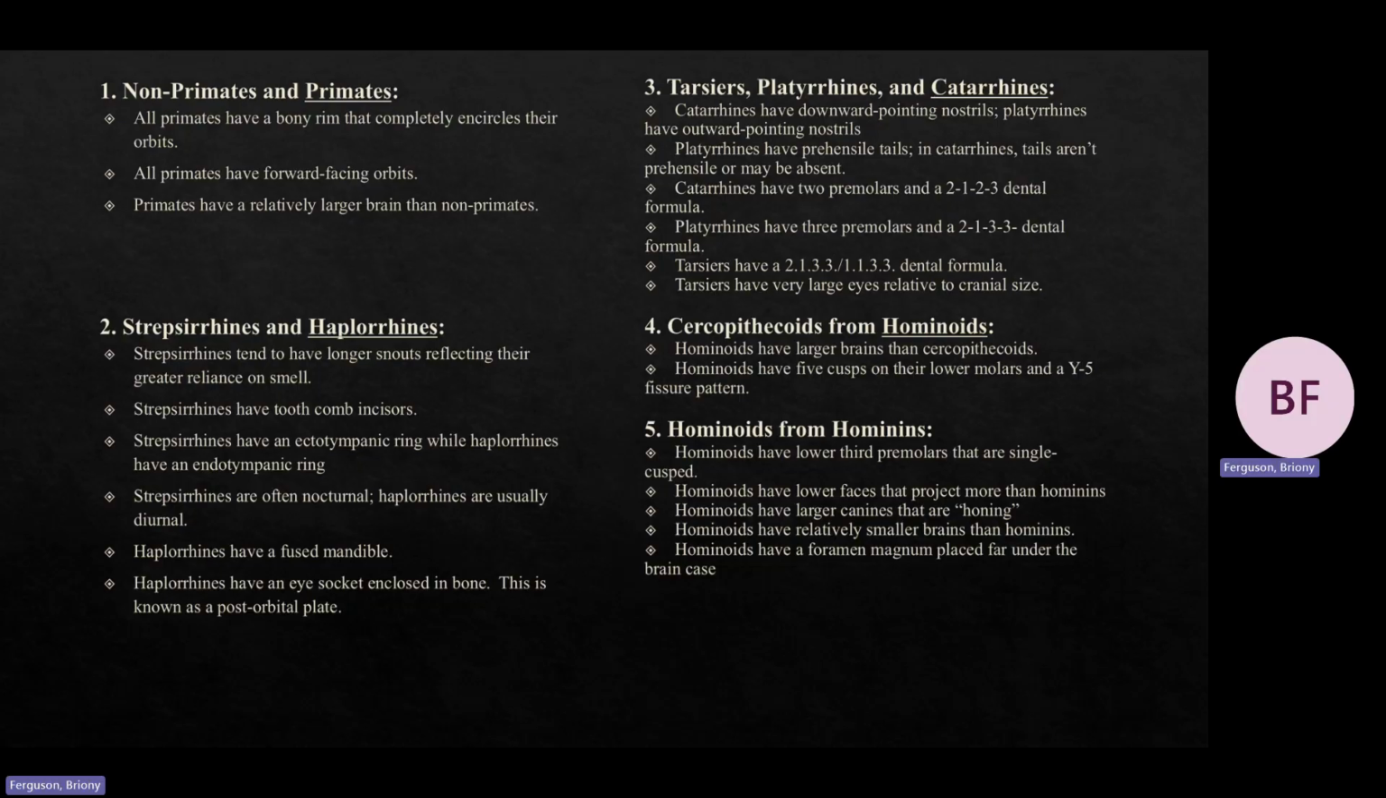Now, between hominoids and hominins, hominoids tend to have lower third premolars that are single cusped. They also have lower faces that project more than hominins, so they have more facial prognathism. They also tend to have larger canines that are honing, so it is more of an indicator of sexual dimorphism that hominins don't typically show as much. Hominoids also have relatively smaller brains compared to hominins.